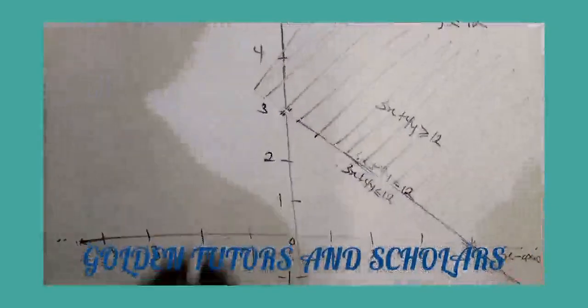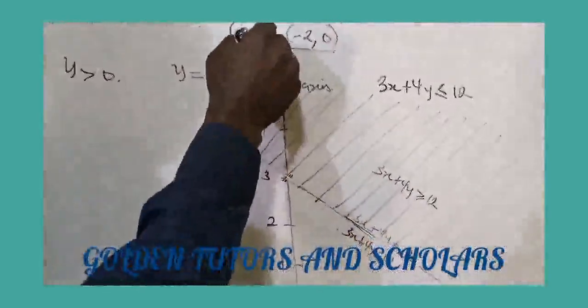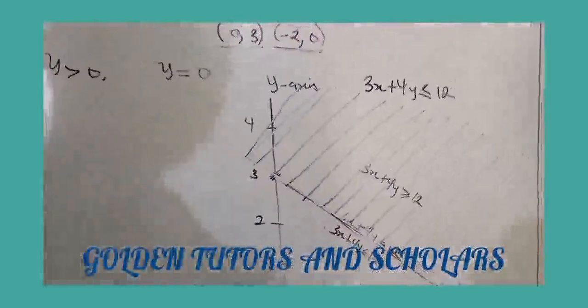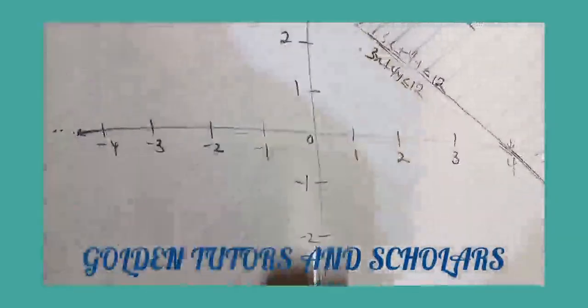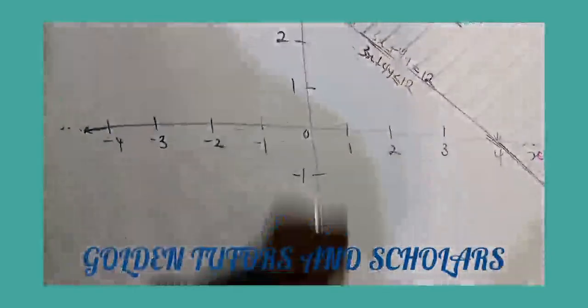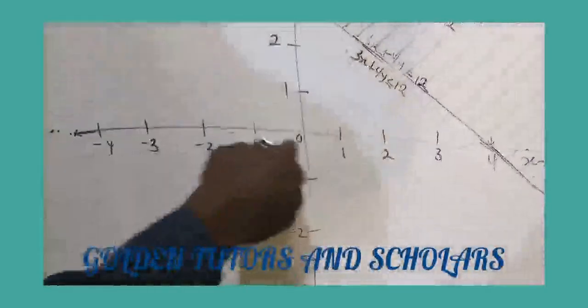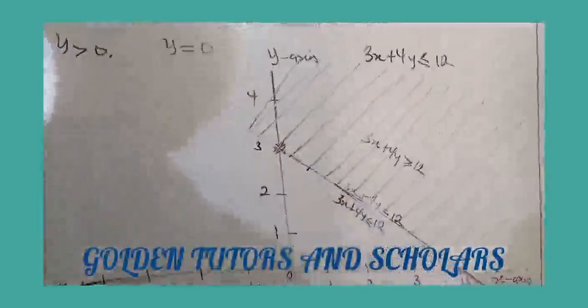So first, our x is 0 here, and our y is 3. Where do we have 3 along the y-axis? You can see that this is the y-axis. Along the y-axis, x is 0. So here, y is 3 and x is 0, and we meet at this point.